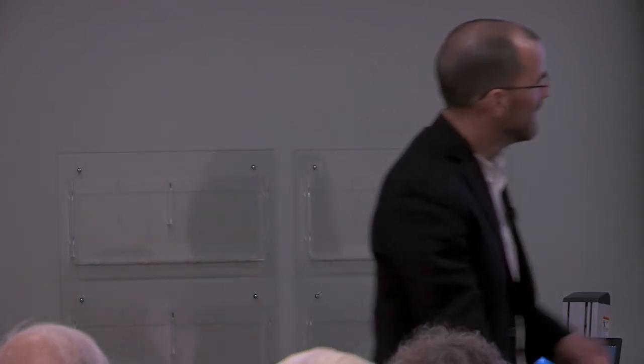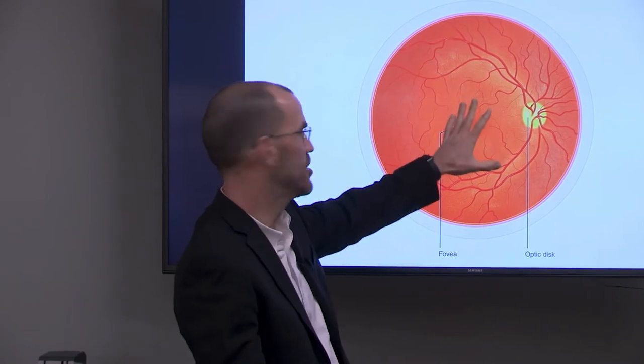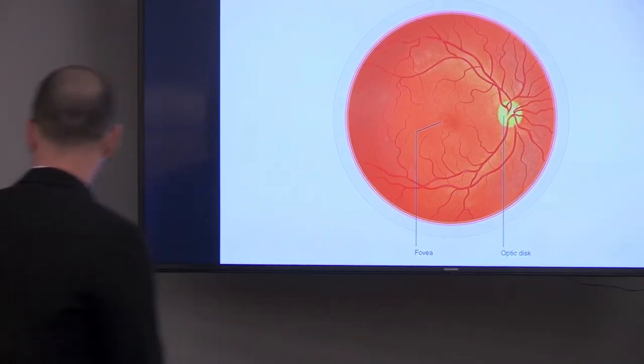This central part here, so when you're looking at an object, this central part of the retina here is called the macula, just like macular degeneration, which we'll talk about. And the very center part of the macula is the fovea.